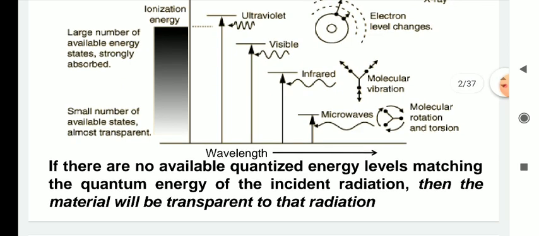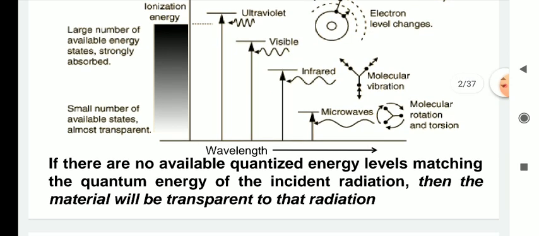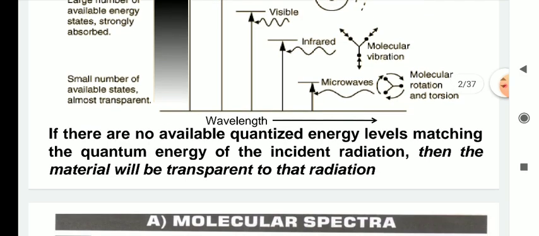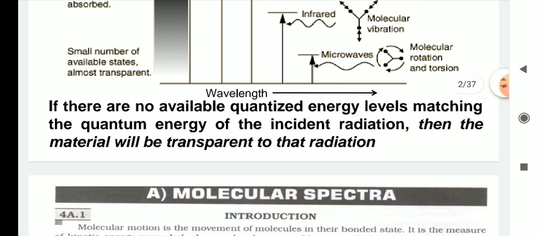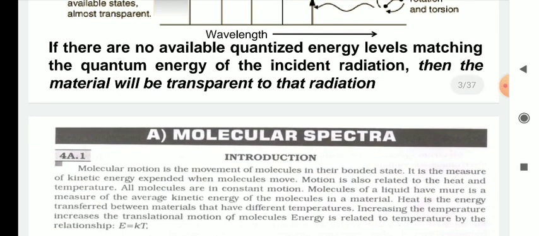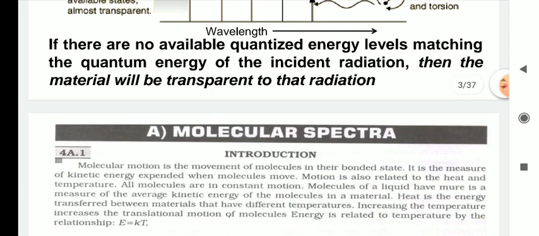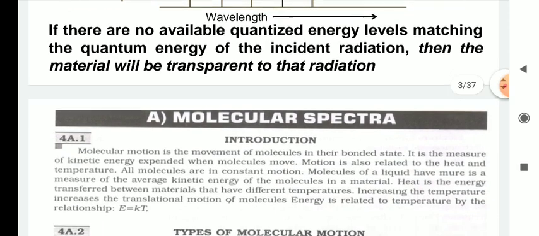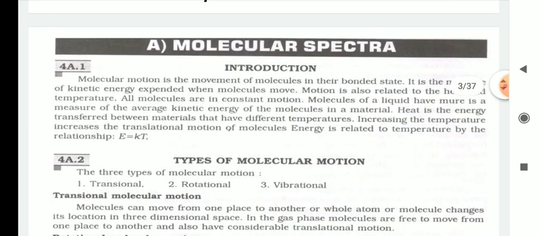This energy corresponds to a large number of available energy states that is strongly absorbed or emitted in the ultraviolet and visible region, and only a small number of available states is almost transparent. So that means if there are no available quantized energy levels matching the quantum energies of the incident radiation, then that material will be transparent to that radiation.